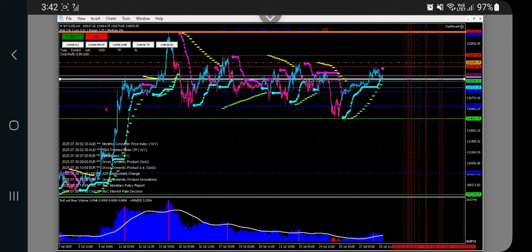Just to discuss the indicators that we are using, mainly we are using the dashboard to assist with executing trades. The dashboard allows us to simply click buy, click sell, close all trades that we have open, and close all trades that we have in profit. If you have any losing trades, we can simply click that and cancel TP, cancel SL.